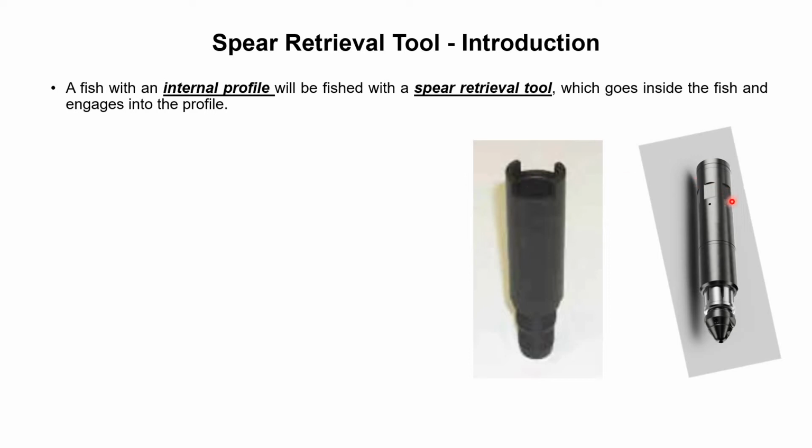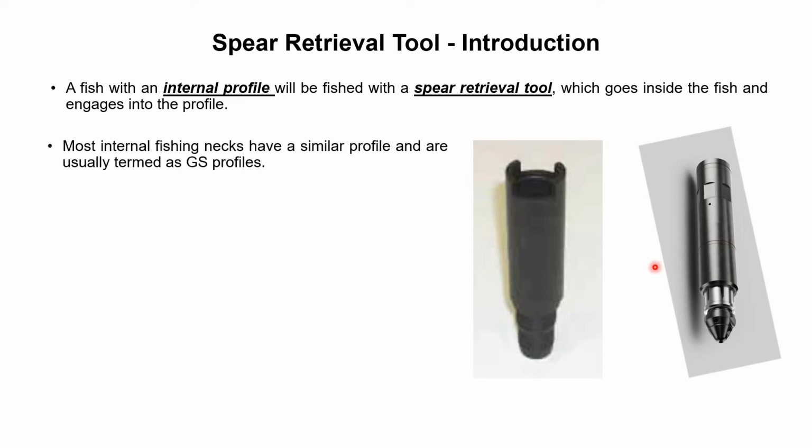The spear retrieval tool will go inside the internal part and will catch the fish. As I mentioned earlier, this particular part of this tool, which is basically the spear retrieval tool, will go inside this fish neck and will engage, that is catch, this particular fish. So this tool is known as a spear retrieval tool.